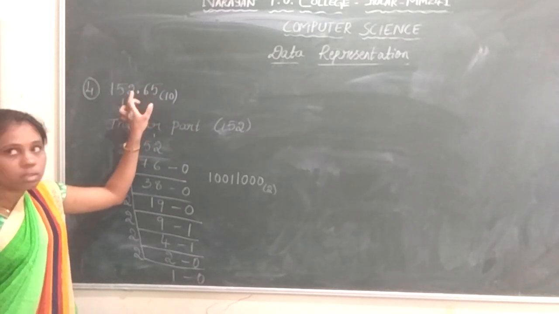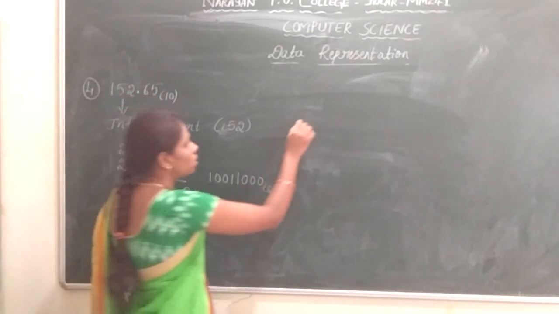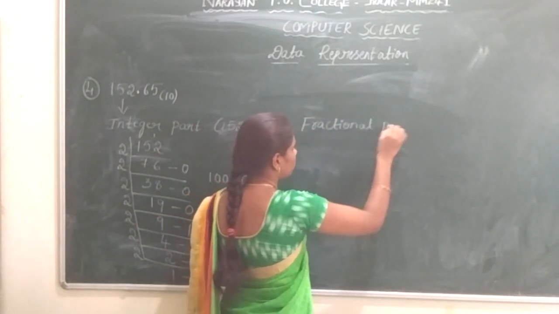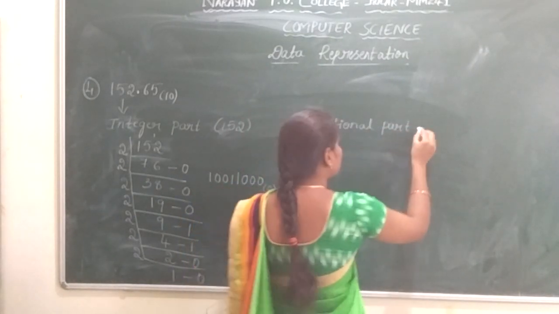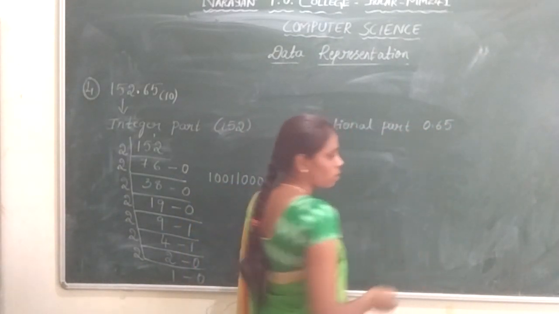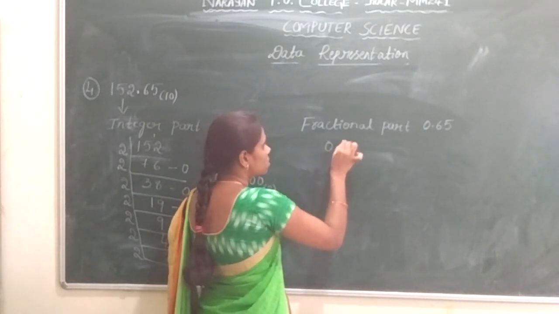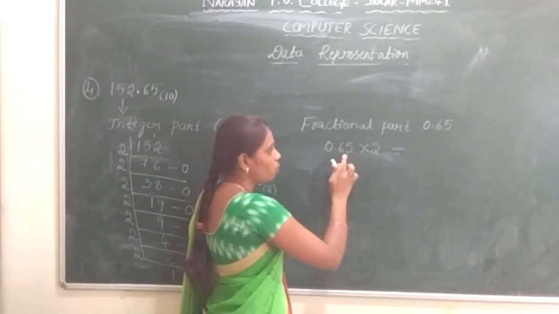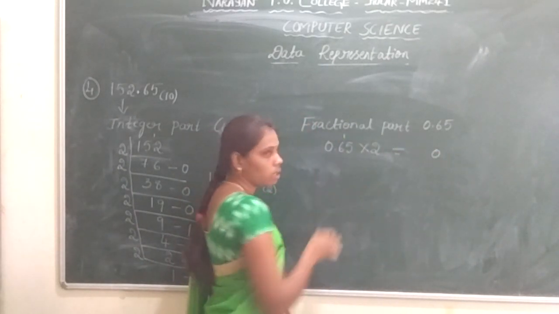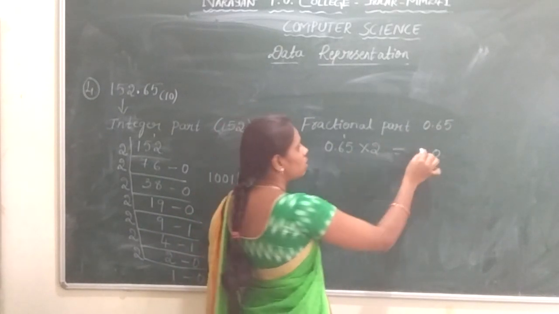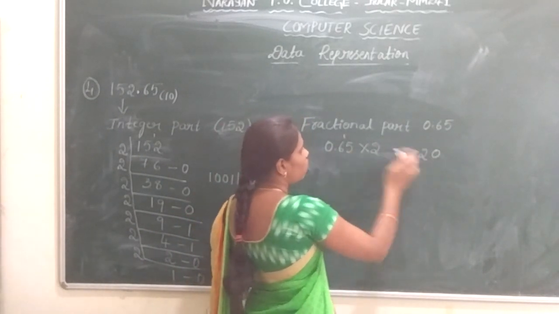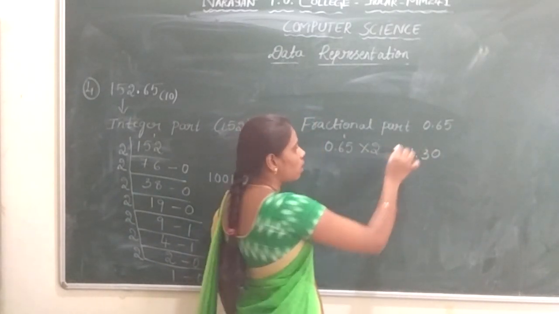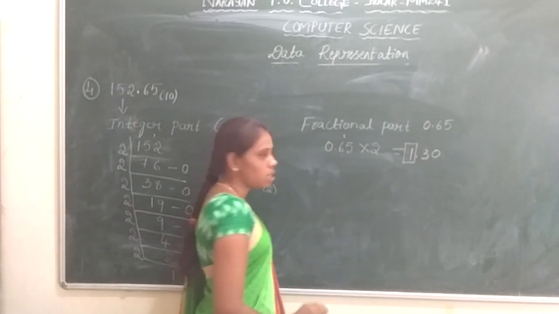Now we will see the fractional part. Consider this fractional part, that is 0.65. So we will take this and multiply it by 2. Now 2 5s are 10. 1 carry. 2 6s are 12. 12 plus 1 is 13 and we will get carry as 1. Now note down this integer part.